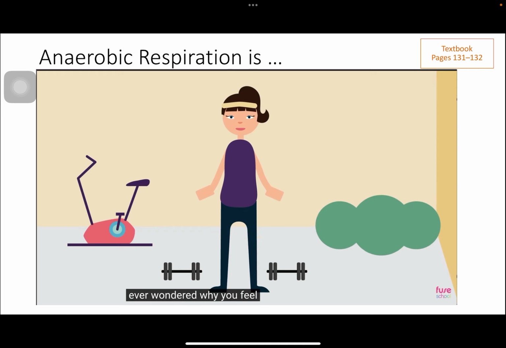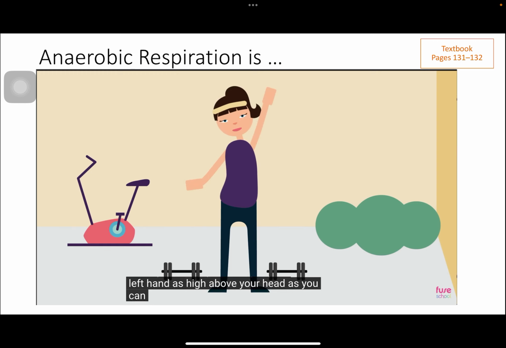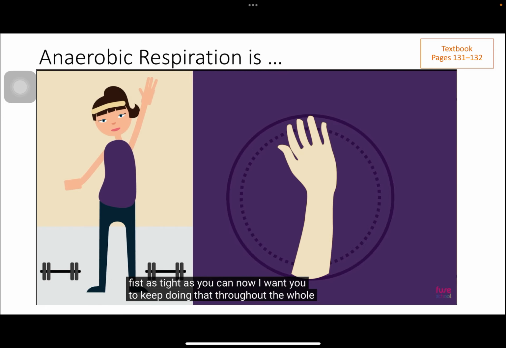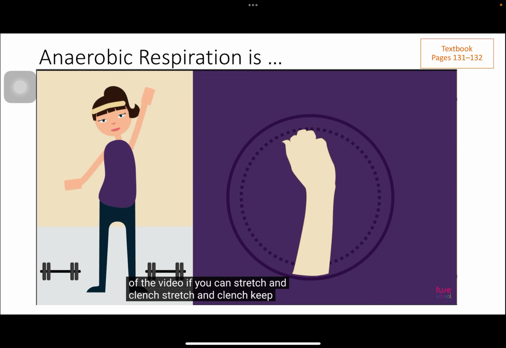Ever wondered why you feel all stiff the day after doing lots of exercise? Well, this video will explain why, but first let's try a little experiment. Put your left hand as high above your head as you can, stretch your fingers towards the sky as far as you can, and then clench your fist as tight as you can. Now I want you to keep doing that throughout the whole of the video if you can. Stretch and clench, keep going.